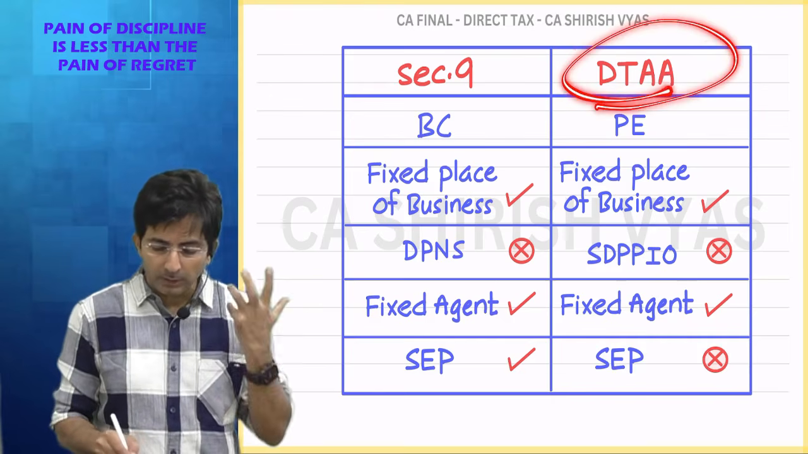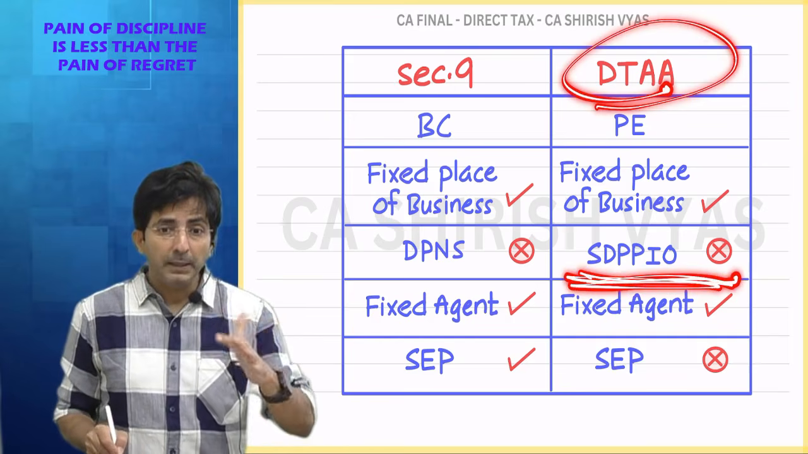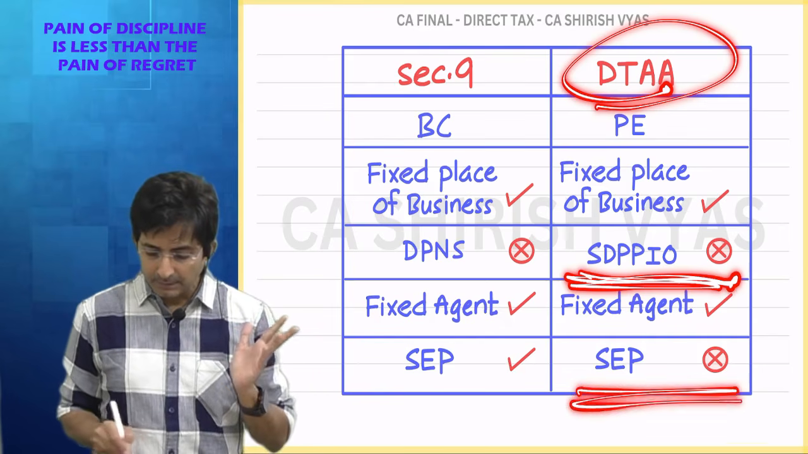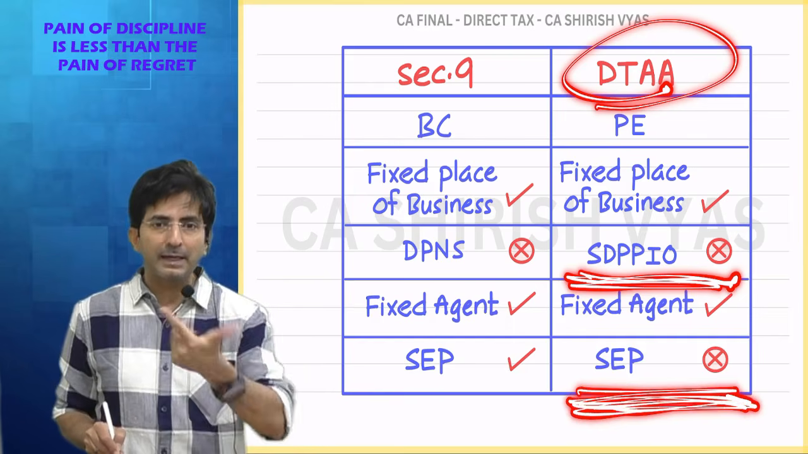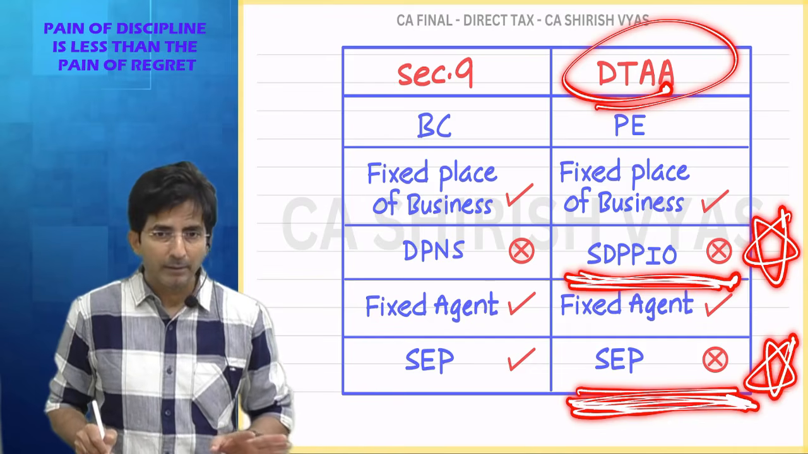Tell me what are the good things in the DTAA? The first good thing is many places in India are exempt from PE. And significant economic presence is not treated as PE. These are the main attractions. Okay.